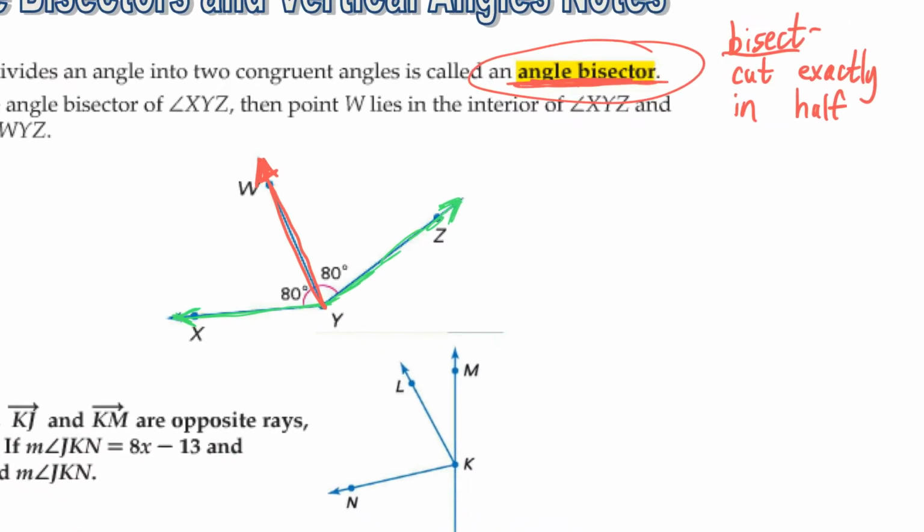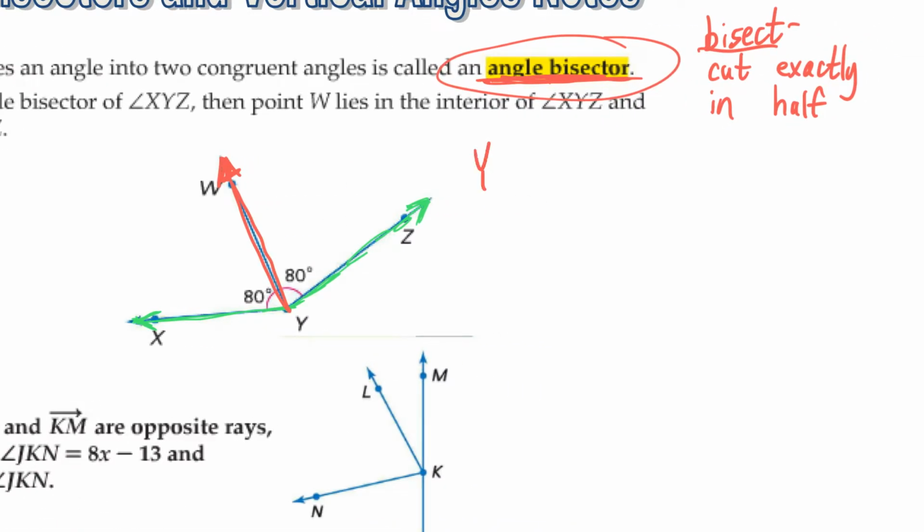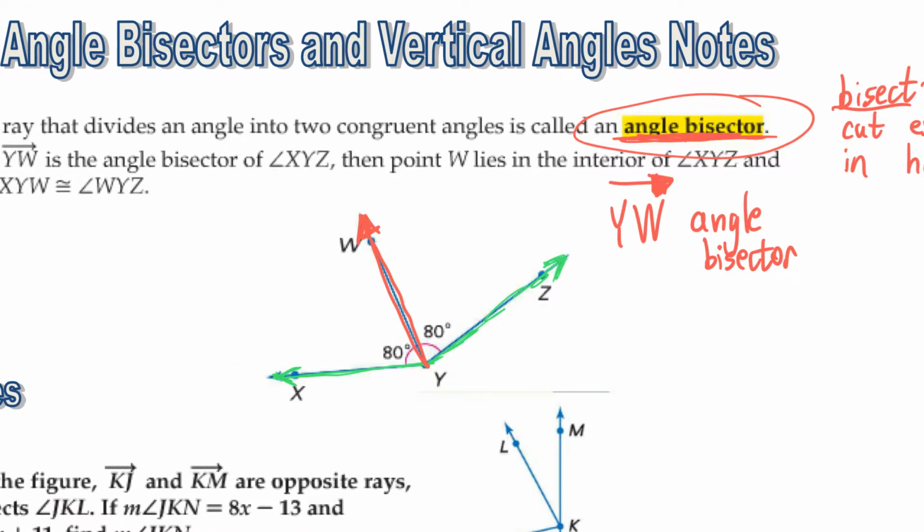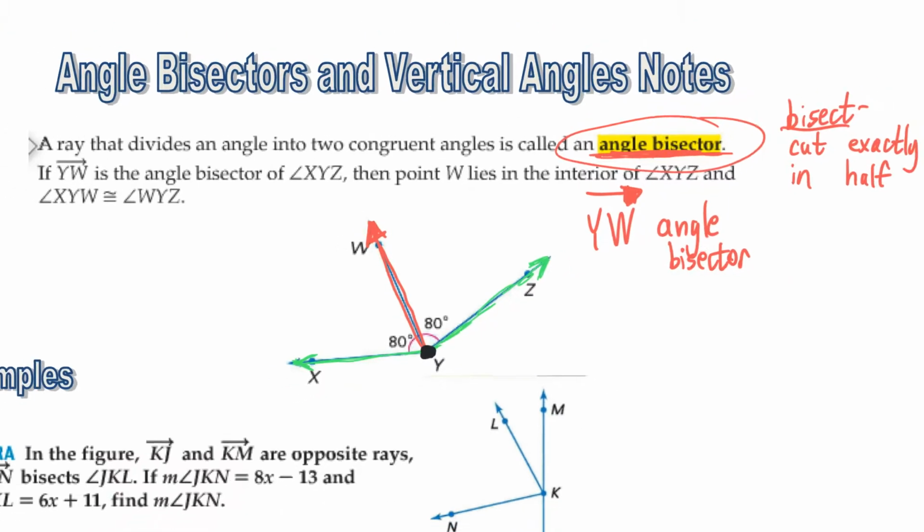So I want you to write this down. In this example, ray YW is the angle bisector. Could it be WY? No. Remember, the order matters here. So the endpoint has to be first. So WY would not work. It has to be YW.